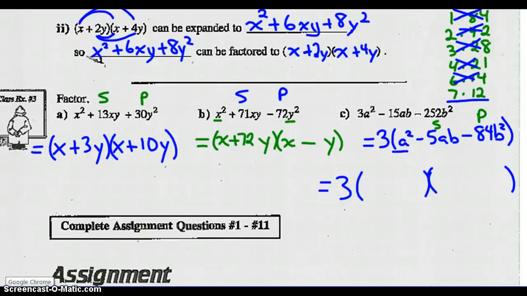So the only way to get to a squared if I'm factoring is to have the a in the front of each bracket. And then the two numbers that add to negative 5 and multiply to negative 84 are 12 and 7. We needed 12 to be negative. So negative 12b, have to get the b squared at the end, and a positive 7b.